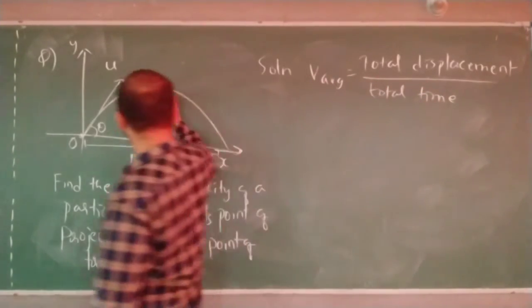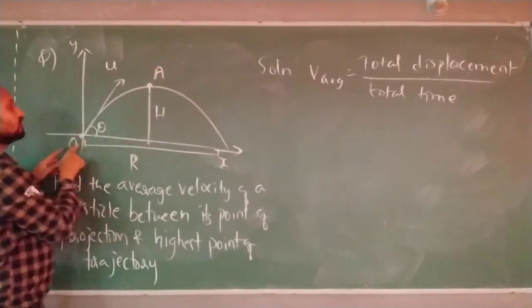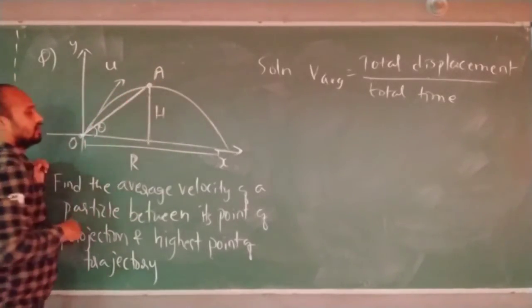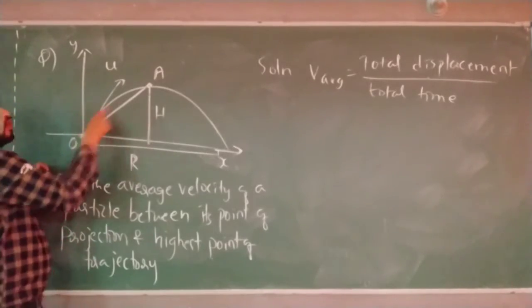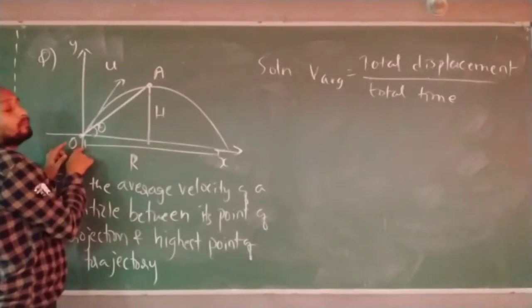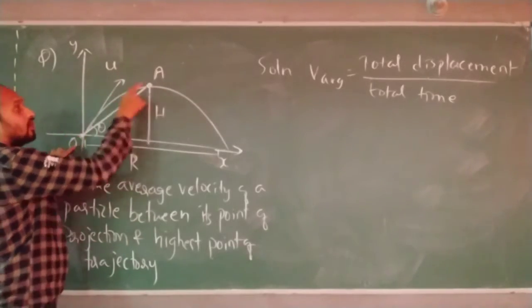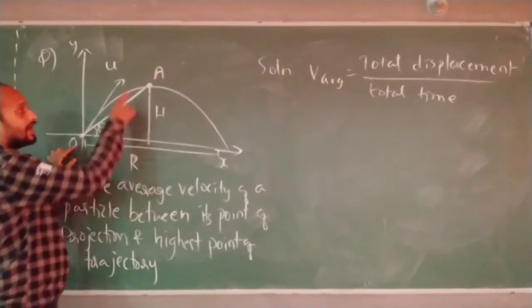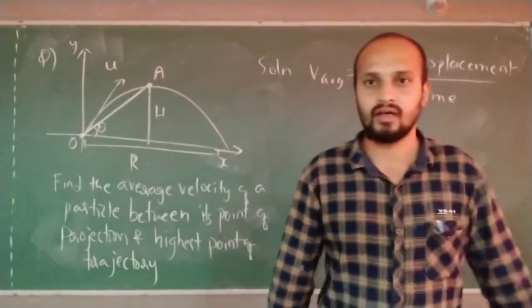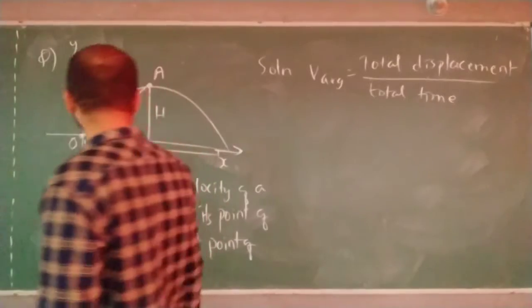Let us take this point as A. So you look at this line. What is the total displacement? Let us draw one line. If I draw one line, OA is the total displacement, and the time taken for the particle to reach from point O to A, the highest point, is the time of ascent.